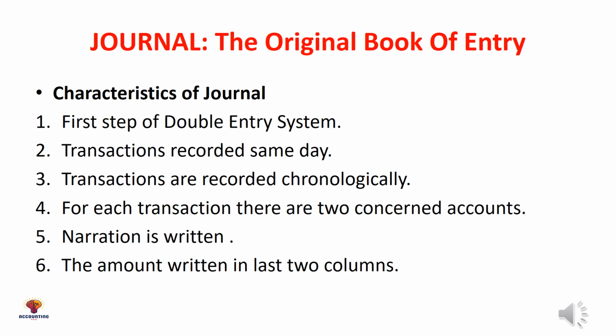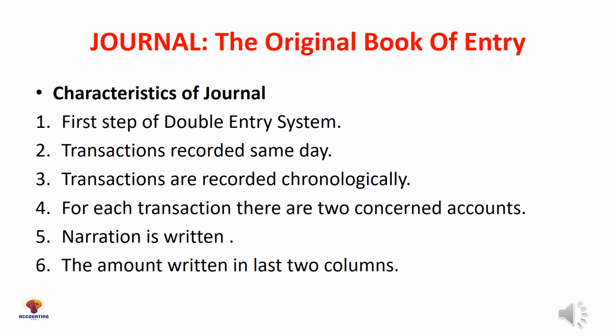Now we will discuss characteristics of journal. These are some characteristics you must know about. Number 1, journal is the first successful step of the double entry system. A transaction is recorded first of all in the journal, so journal is called the book of original entry. Number 2, a transaction is recorded on the same day it takes place, so journal is also called a day book. Number 3, transactions are recorded chronologically, so journal is called chronological book.